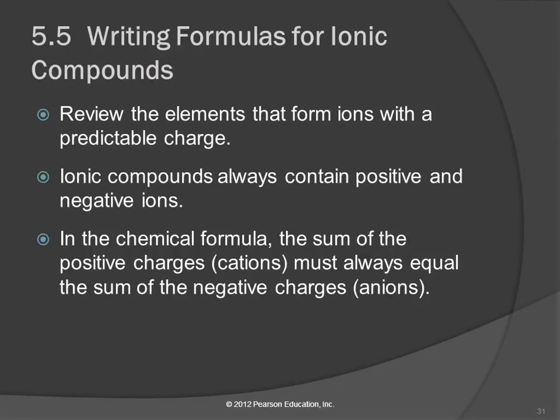So we've learned how to predict the charges on ions, and we know that ionic compounds are always going to have a positive ion and a negative ion because opposites attract. When we write the chemical formula for the compound, the sum of the positive charges has to equal the sum of the negative charges, because compounds overall are neutral. They don't have a charge.